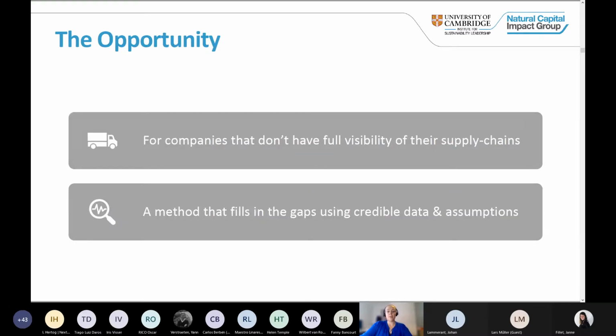While some progress is being made with traceability of complex supply chains, we're still some way off many companies knowing exactly where all their raw material production is occurring. And this is important because this is where the greatest impacts on biodiversity are going to occur. So what we wanted to do was create a method that filled in the gaps of companies' knowledge using credible data and assumptions.